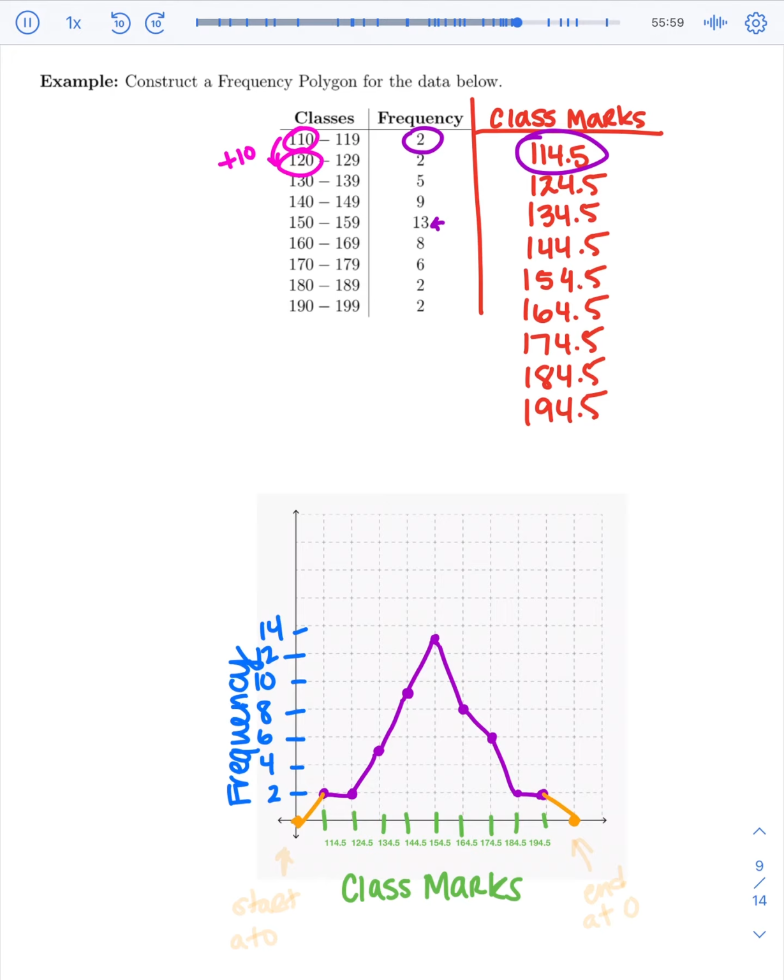But there's our polygon. It's a funny looking shape, but those are your important key parts of making a polygon. It's very similar to a histogram, except instead of bars touching, we have to be sure that the beginning starts at 0, and the end ends at 0.